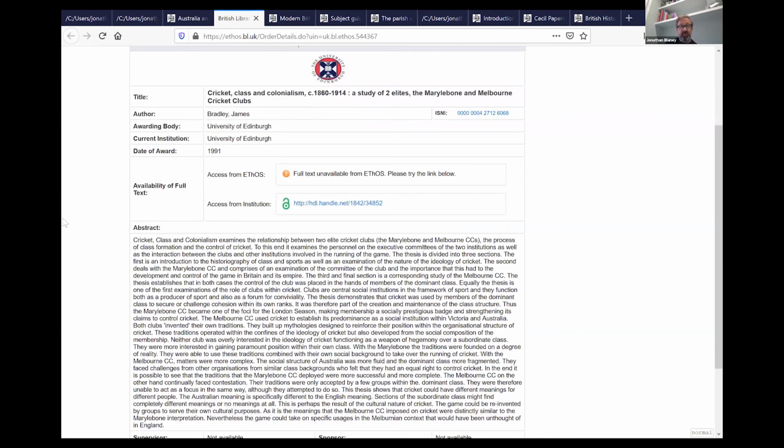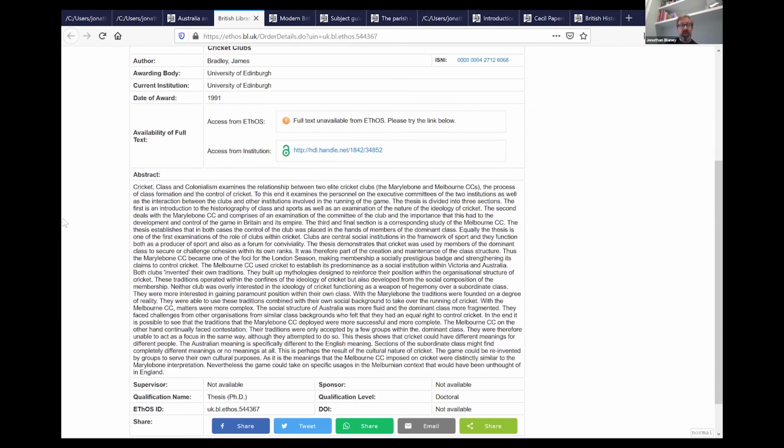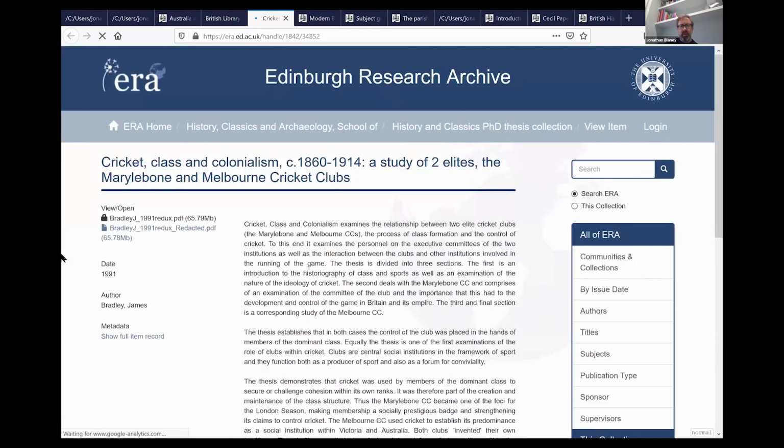This one goes through, it gives you a nice full summary of what the thesis is about, the abstract written by the author of the thesis. Sometimes Ethos actually has the thesis online and you can download it from there. In this case, it doesn't, but this one at the University of Edinburgh, there's a link straight through to the repository there. And if I follow that, here's the thesis in Edinburgh's Research Archive. And if you click on this, which I did earlier, you can download the PDF of this thesis and read it straight away.